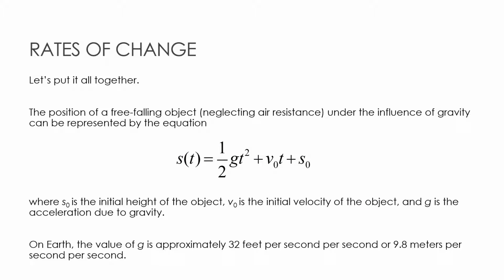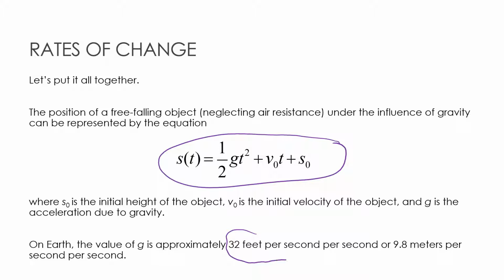So again, let's put it all together. We have the position of a free-falling object using the position function, which is here. Know it, learn it, love it. Again, we know s sub 0 is the initial height or position, v sub 0 is the initial velocity, and g is the acceleration due to gravity, which we're always going to be using as 32 feet per second squared if we're talking about feet, 9.8 meters per second squared if we're talking about meters.